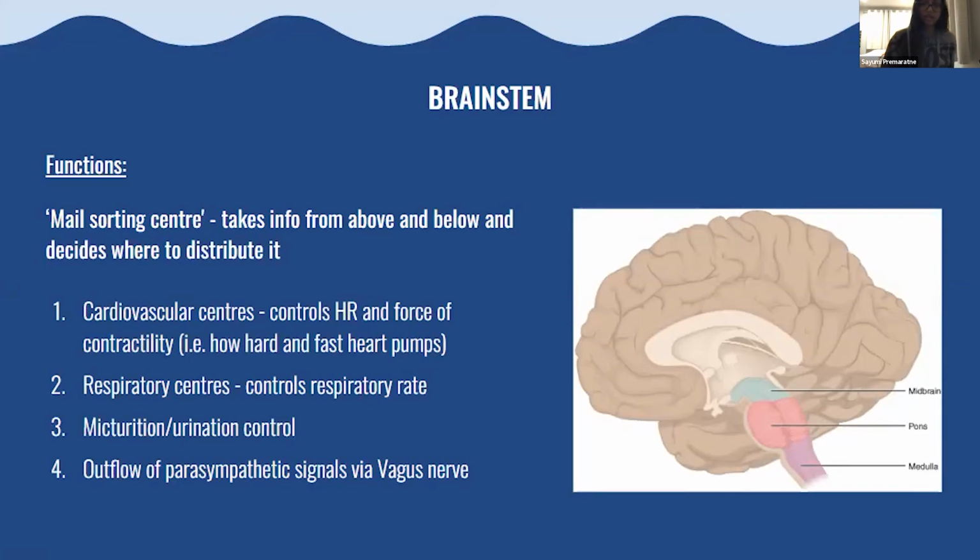And then there's also what you'll see coming up a lot actually, a parasympathetic nerve called the vagus nerve, and that also comes out of the brainstem, along with a few other ones as well, but vagus is the one that you'll come across the most.